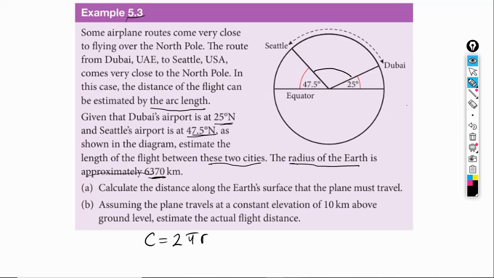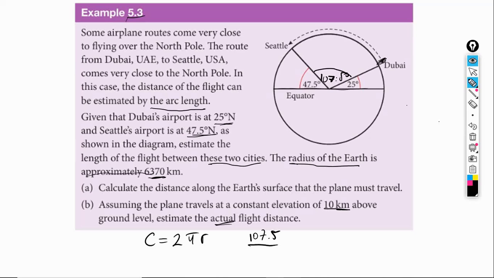And it's easy to find because we know that if this is the equator line, then it's splitting the Earth into 2 hemispheres. And that means that we're talking about 180 degrees for the total hemisphere. Therefore, this has to be 180 minus 47.5 minus 25. And that would give us 107.5 degrees.